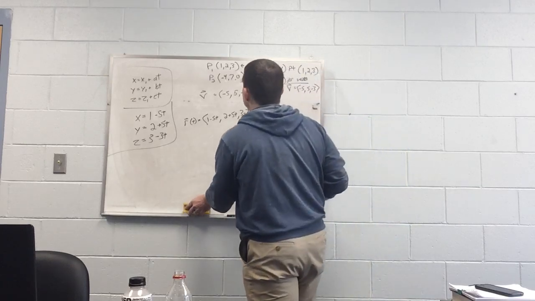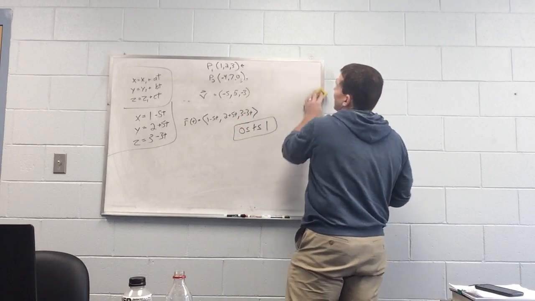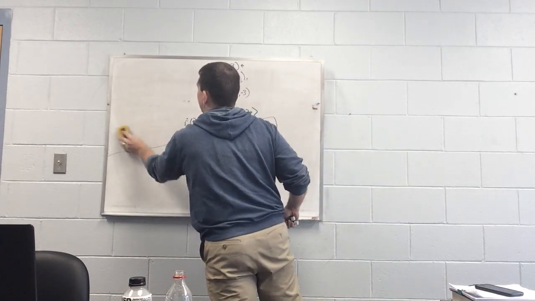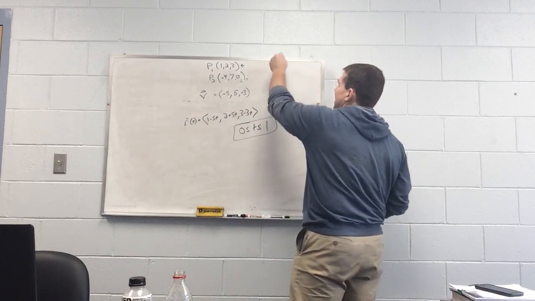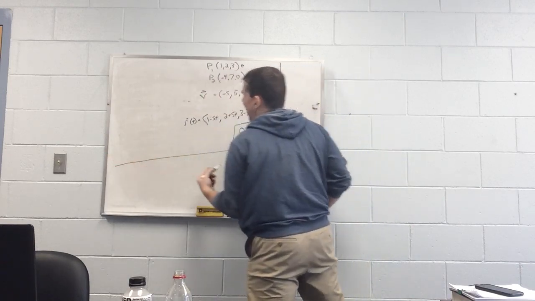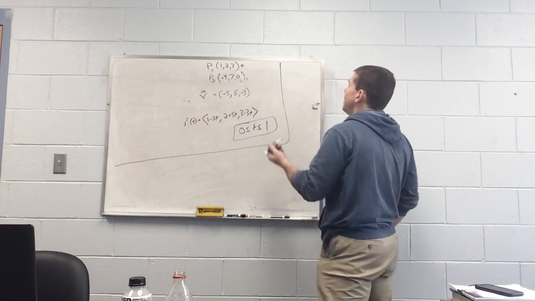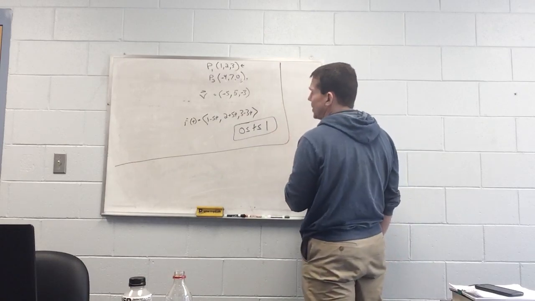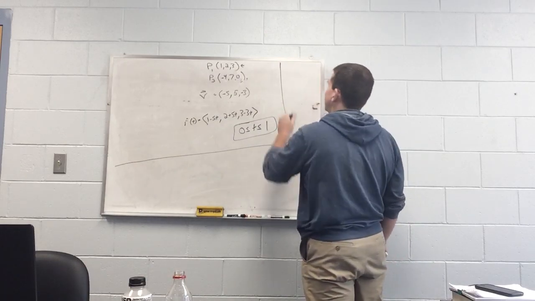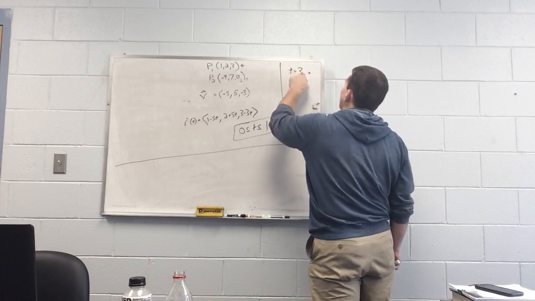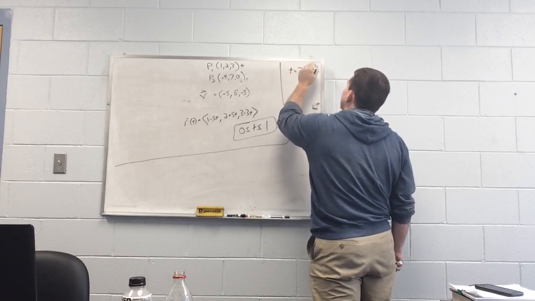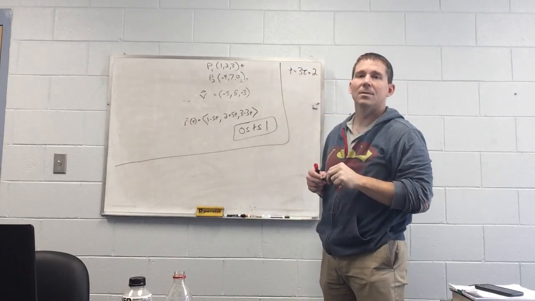But from here, the next thing you could possibly do is reparametrize this. There are different ways to go. For the sake of argument, I will just say that t is equal to 3 tau plus 2.